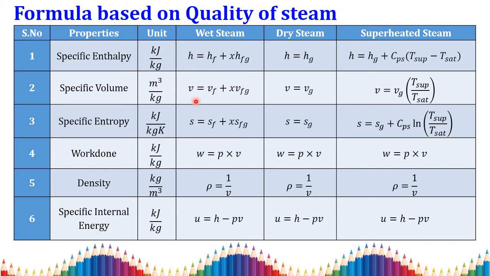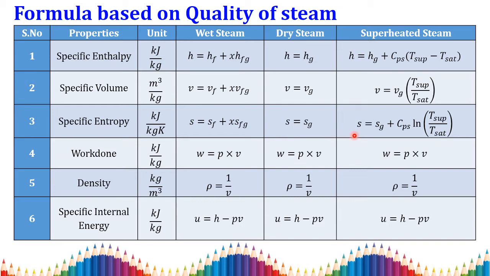For specific volume, for the wet condition, v is equal to vf plus x into vfg, for dry steam v is equal to vg, and for superheated steam v is equal to vg into T sup by T saturation. And for specific entropy, s is equal to sf plus x into sfg, where for dry steam s equals sg.